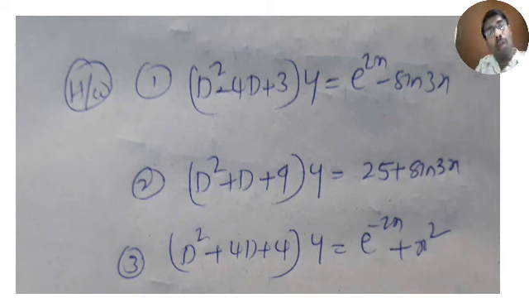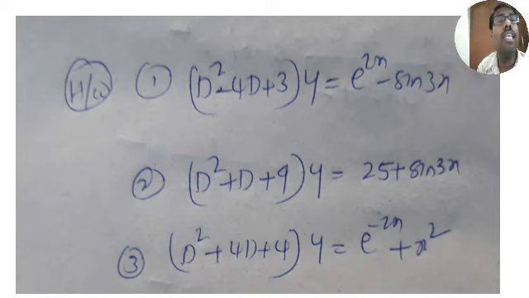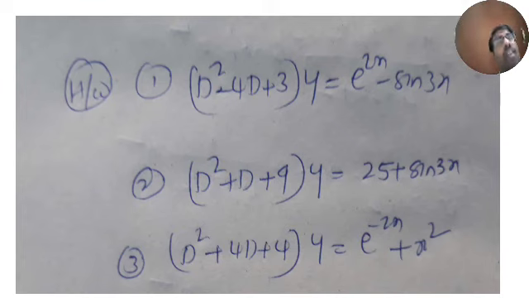So this is my homework. The first: d square minus 4d plus 3 of y is equal to e power of 2x minus sin 3x. That uses the first and second methods. The second one is d square plus d plus 9 of y is equal to 25 plus sin 3x. Again 25. What to do in this case? 25 can be written as 25 into e power of 0x. That's the first method. Sin 3x is the second method. Combination of first and second.